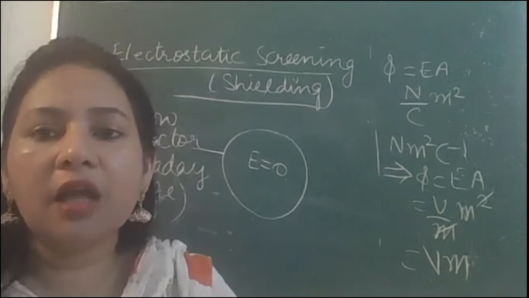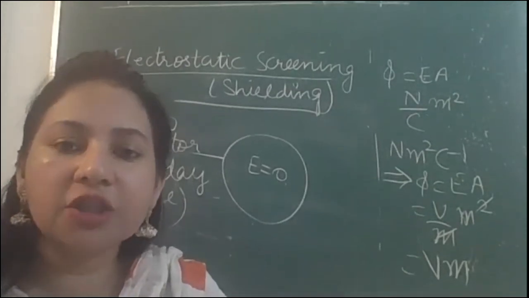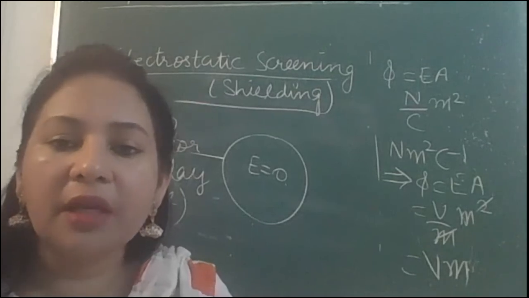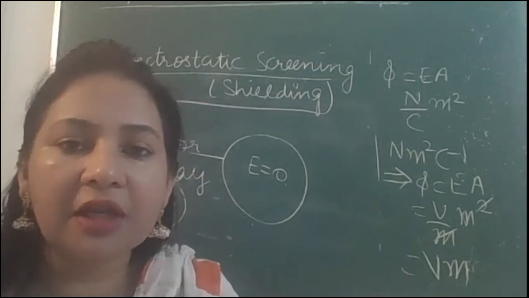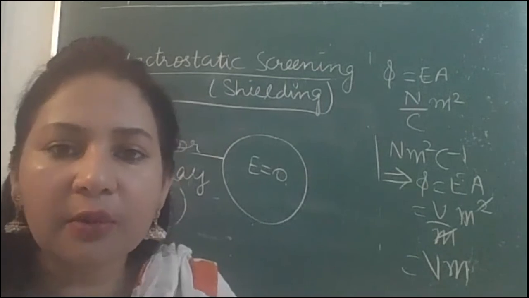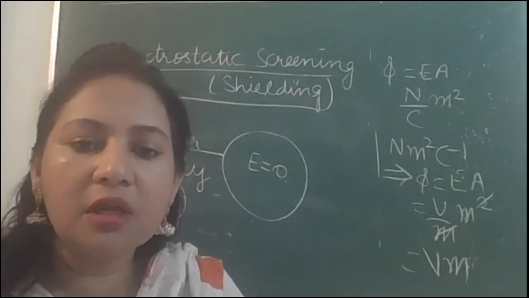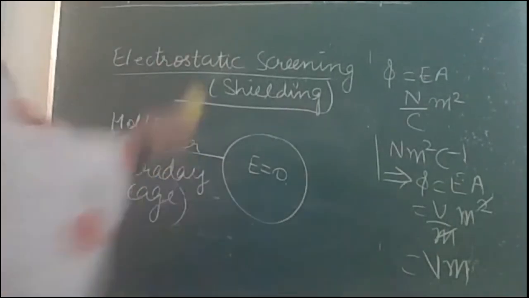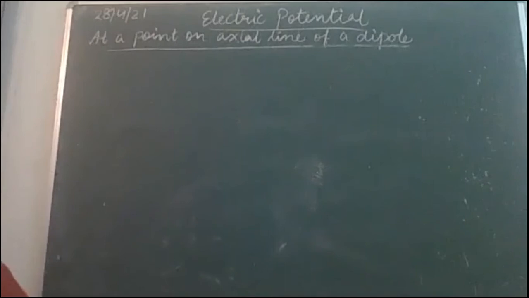Okay. So now let us come to potential at a point on axial line of electric dipole. In the previous chapter we found electric field at a point on axial and equatorial line of electric dipole. Now we are going to calculate potential. Give this heading: electric potential at a point on axial line of dipole.